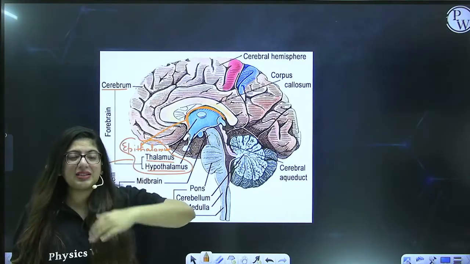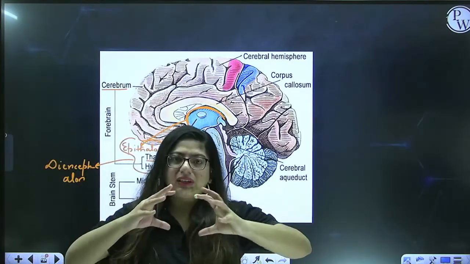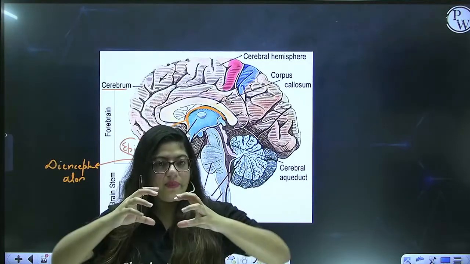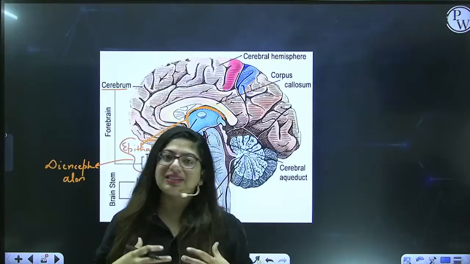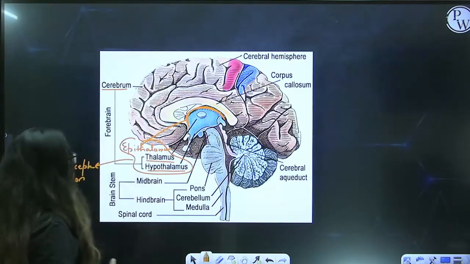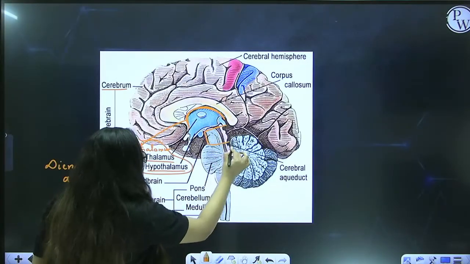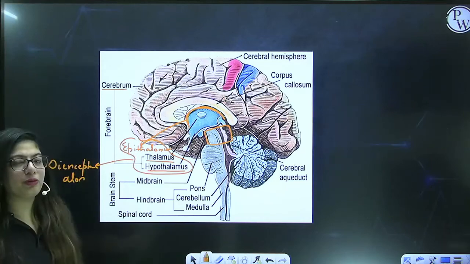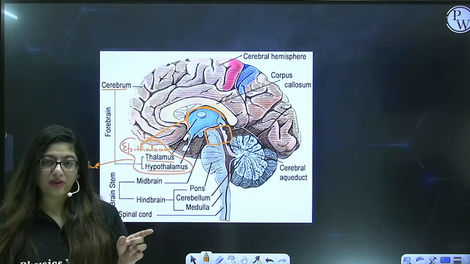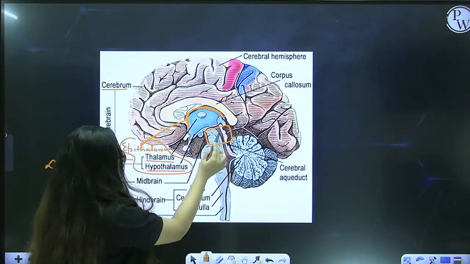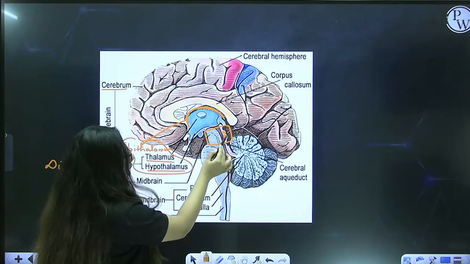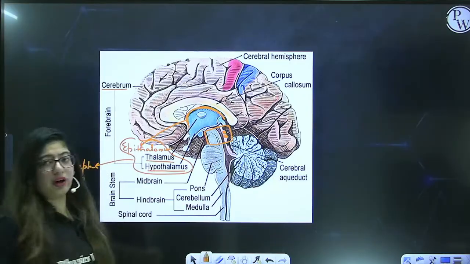So they are present in a manner that above the thalamus is the epithalamus and below the thalamus is the hypothalamus, fine. And then we have this portion, which is the midbrain. As I've told you, the midbrain is made up of the corpora quadrigemina and the cerebral peduncles. This portion is the cerebral peduncles, and these are the corpora quadrigemina, right?